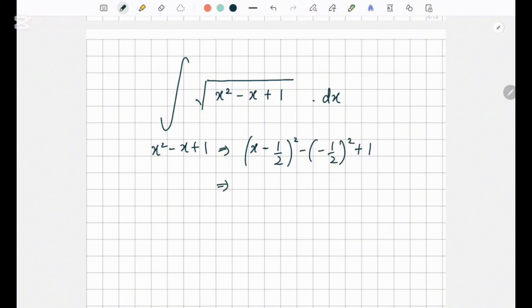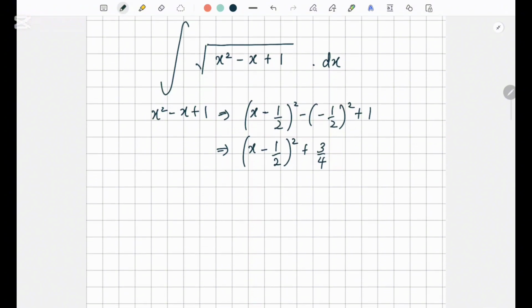Now if you guys have any doubts with completing squares, please drop a comment. I'll give you guys a tutorial on that. So it's (x minus half) squared plus 3 over 4, right? So instead of writing x squared minus x plus 1, we could write the completing square format. So now it's (x minus half) squared plus 3 over 4 dx.